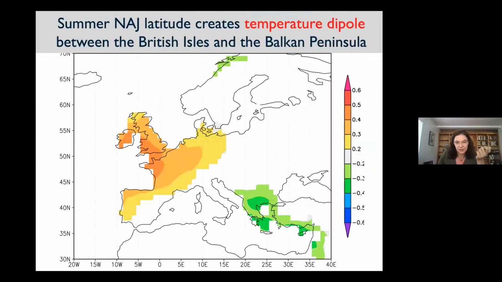If you take that target instrumental data and you correlate it against summer temperatures in Europe, you get this correlation map, as we expect, an anti-correlation, so a dipole between summer temperatures in the British Isles and in the Balkans. So our idea was, if we take tree rings from those two regions, and we know that those two regions are heavily impacted by the position of the jet stream, can we then use those tree rings that are temperature sensitive to reconstruct that position of the jet stream?